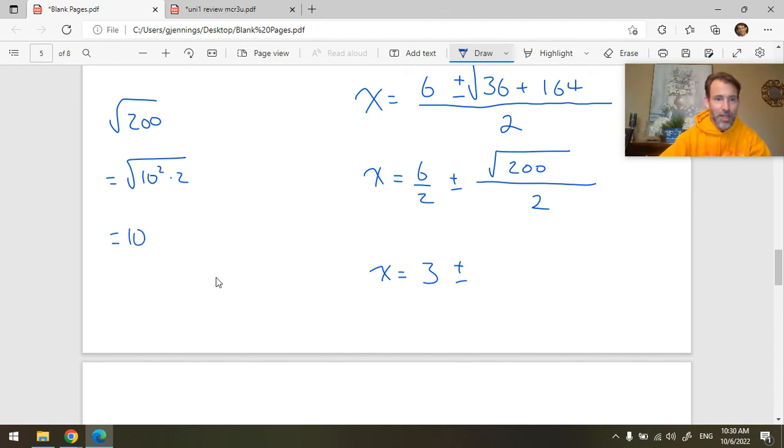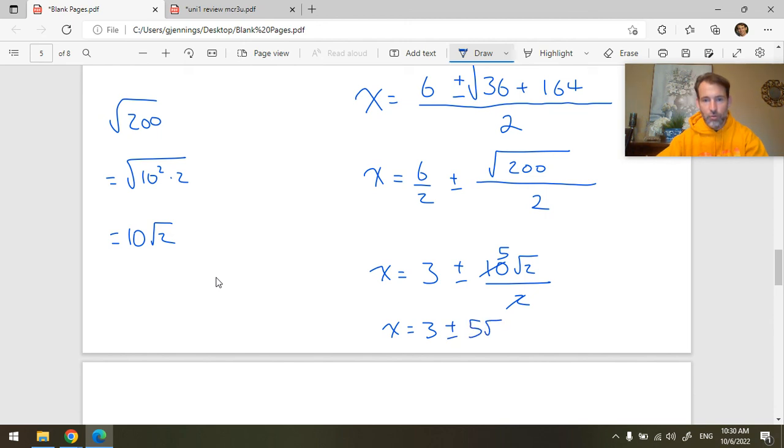So this is equal to 10 root 2. So this is 3 plus or minus 10 root 2 over 2. The 2 divides the 10 and gives you 5 root 2. Okay, so this is x is equal to 3 plus or minus 5 root 2. Those are exact values. The question asked for exact values, and there's 2 of them there. 3 plus 5 root 2, 3 minus 5 root 2. Done. Okay, so that is question type 4.